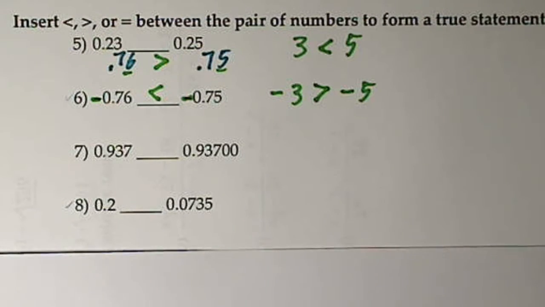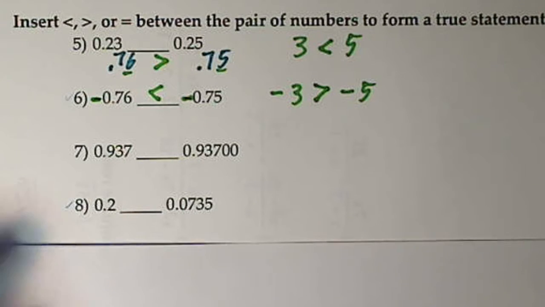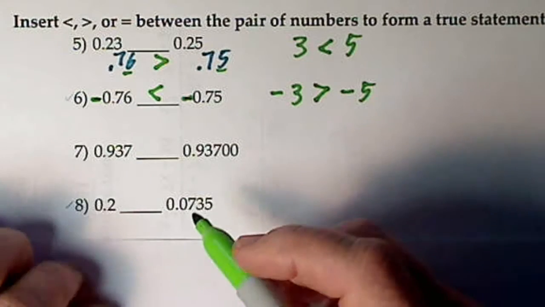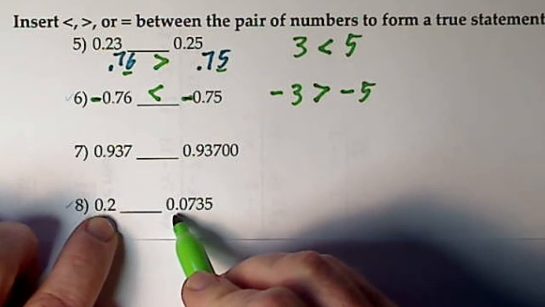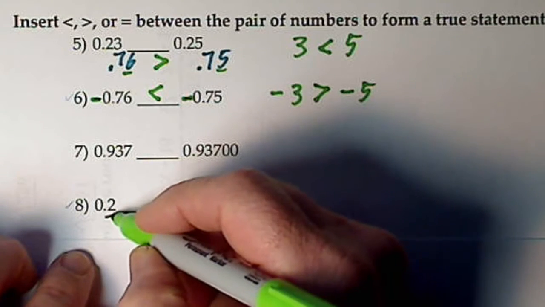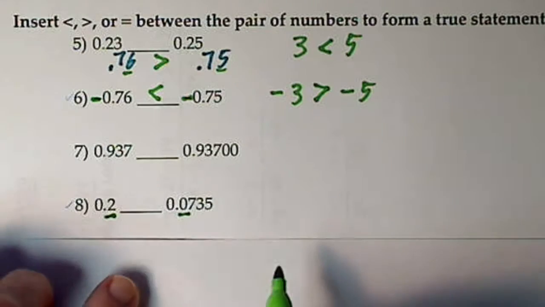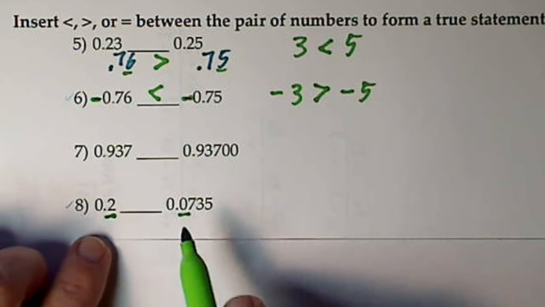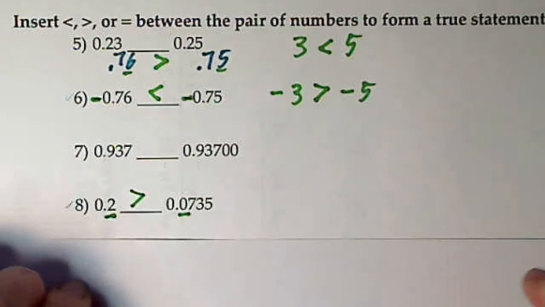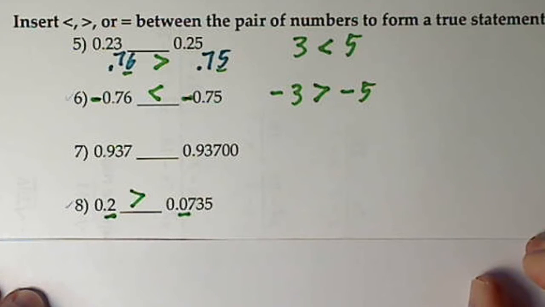We'll take a look at number 8, and this just underscores that you proceed digit by digit. Right after the decimal, I have a 2 and a 0. That's all I have to look at. Nothing else matters but the 2 and the 0. And quite obviously, 2 is greater than 0.